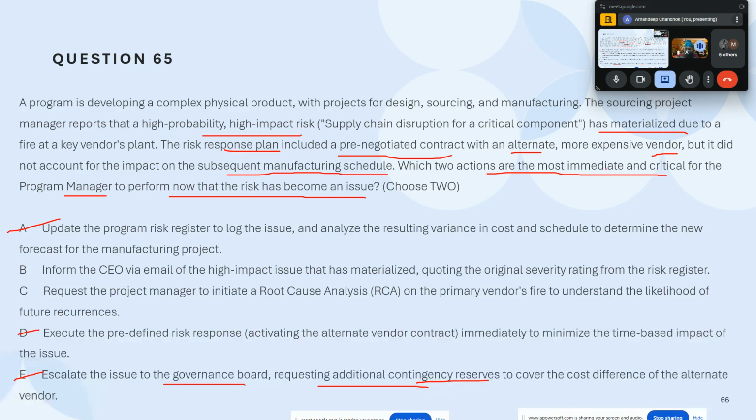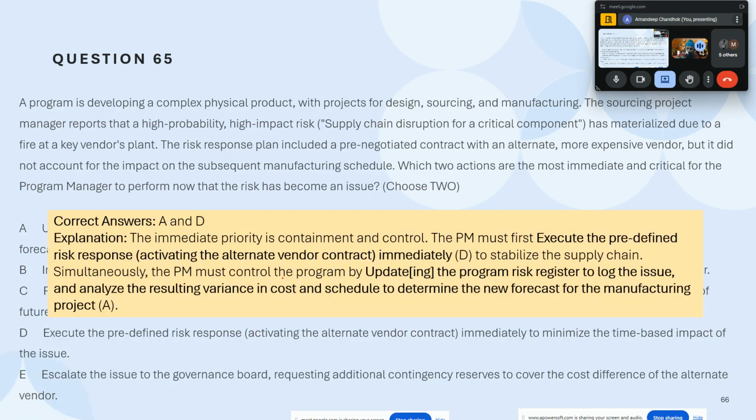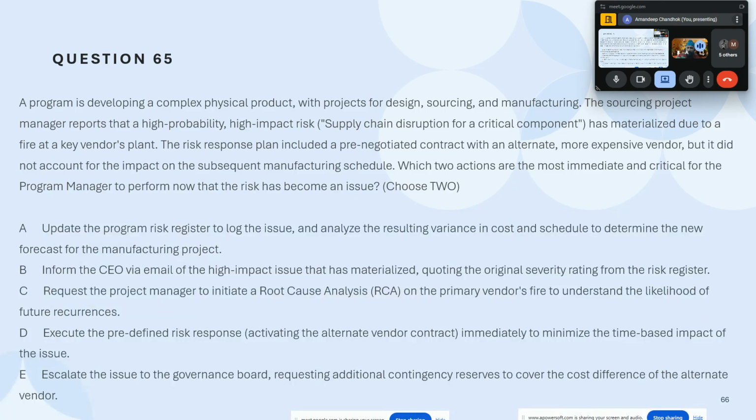Now this is where you'll have to be a bit more patient when you're reading through the answers. So let's go through the answers. The answers are A and D. Now let's look into the obvious part. D, why D? Because we are saying it's a risk. We have to execute the response plan, so we are going to go ahead with that immediately. As simple as that.